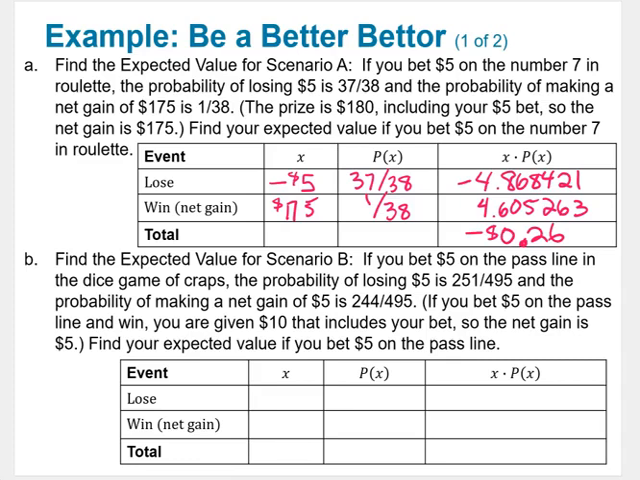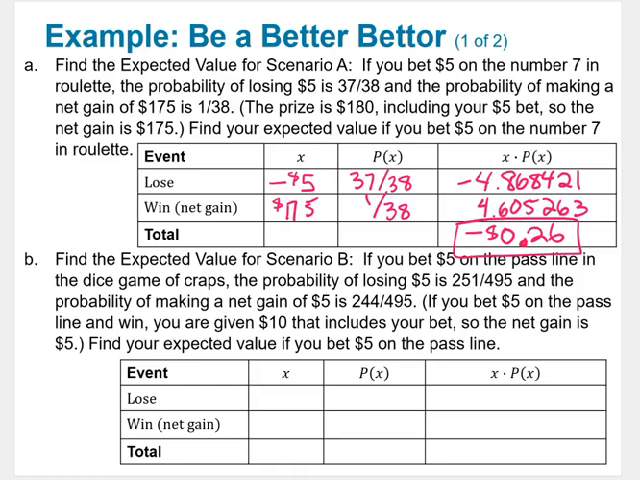That means if you play roulette over and over and over again, just betting on that number 7, even in the long run you're going to lose money. You're going to lose 26 cents over time. So again, it doesn't really make sense to play. Well, it doesn't make sense to play any of these games, to be honest. But now we do the same thing for craps.